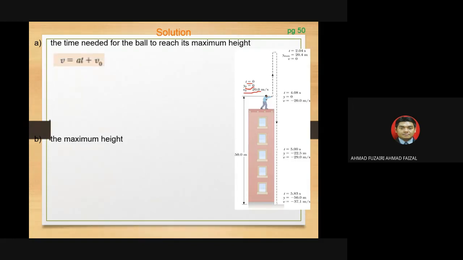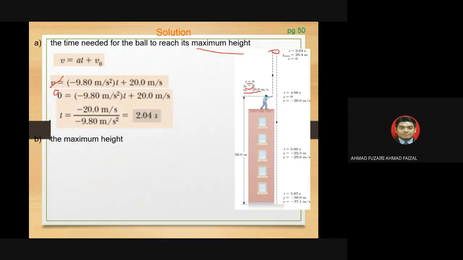You can use the equation v equal to v0 plus at. As you know, at maximum height, v equal to 0. By calculating this, you can find the time needed for the ball to reach its maximum height, t equal to 2.04 seconds. Again, you need to remember that the gravitational acceleration is always equal to negative 9.8 meters per second squared, as gravity is downward. For B, find the maximum height.